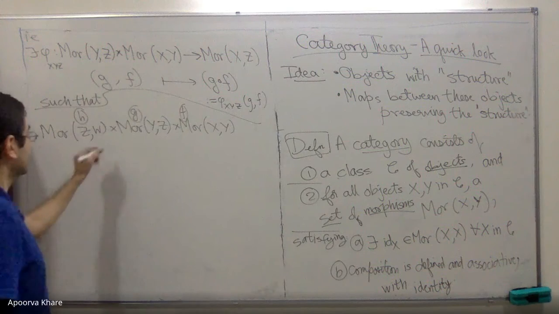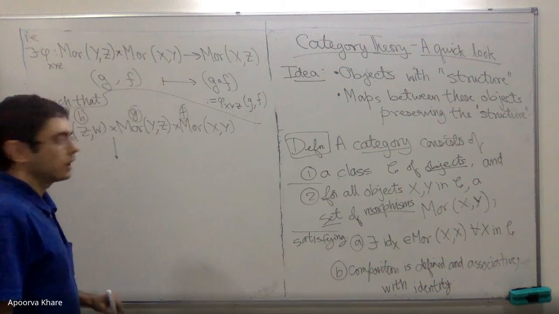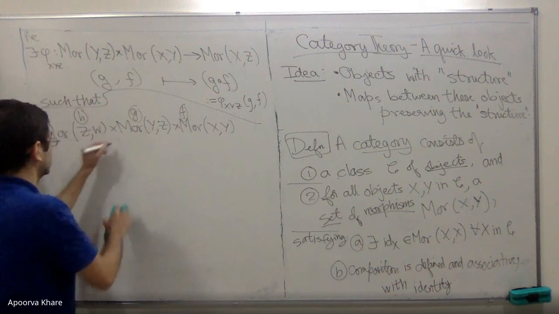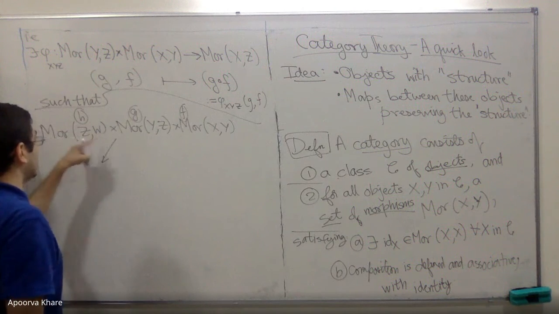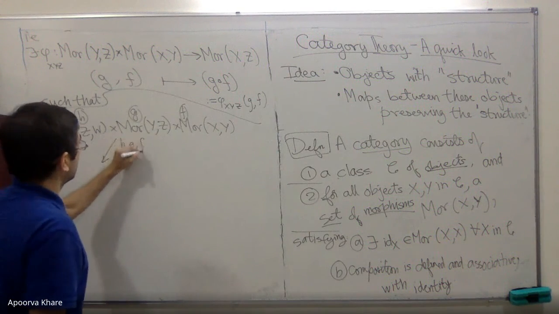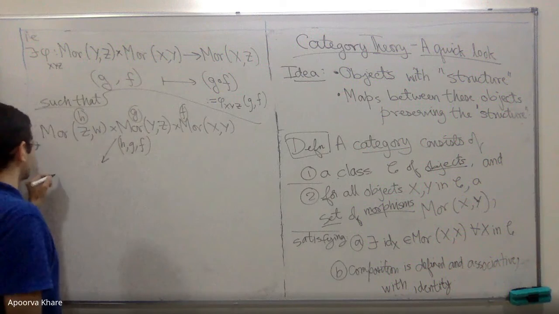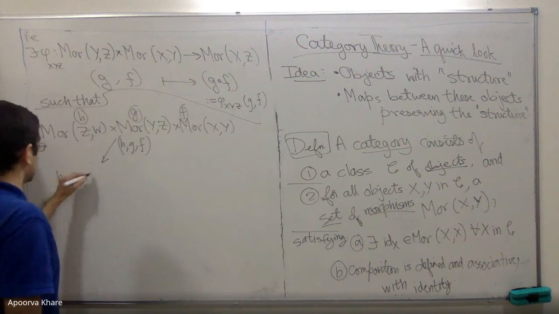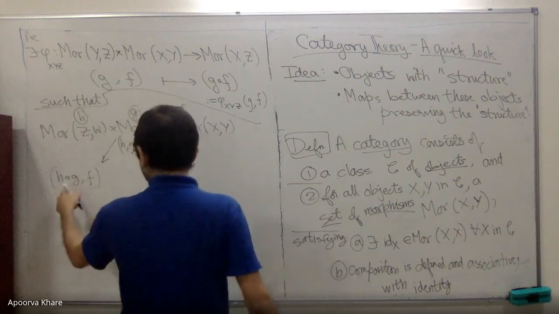You can do the following. First, you can pair this, and you get from h comma g comma f. First, you can pair these two. You get h compose g comma f, and then you can pair these two.